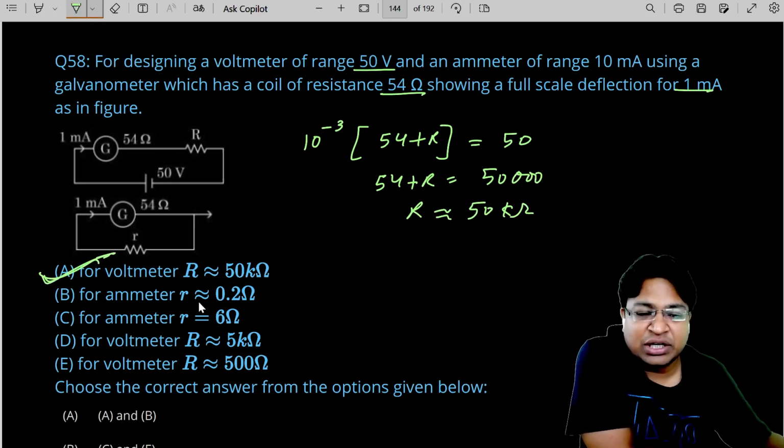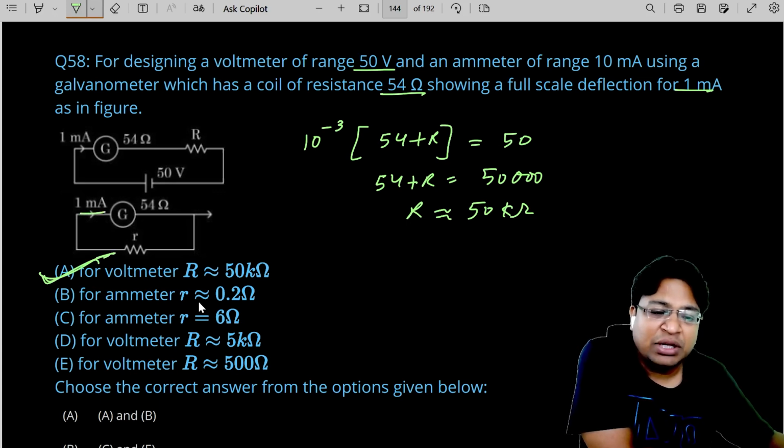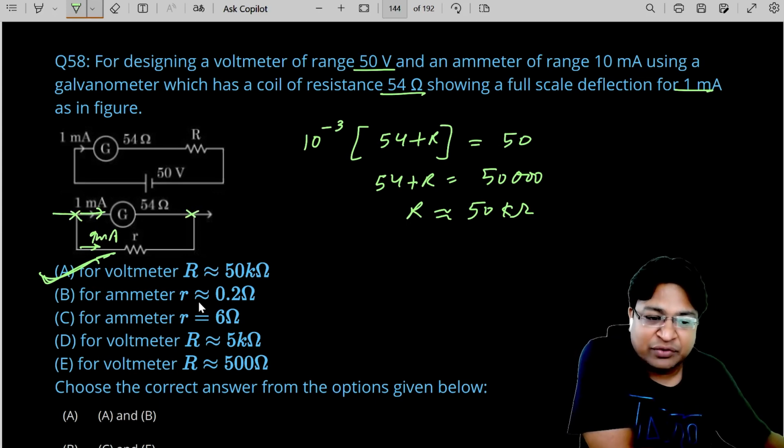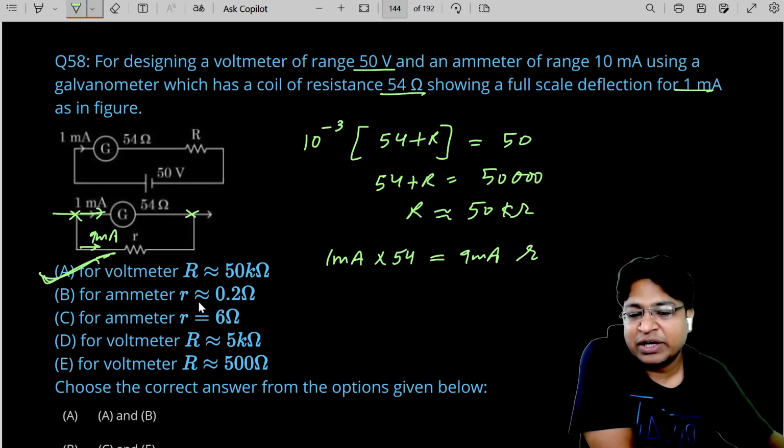Now, if we are trying to make it into an ammeter that can measure up to 10 milliampere, then what will happen? When 1 milliampere passes through this galvanometer, the other 9 milliampere should pass through the resistance R, and therefore we can equate the potential difference across these 2 points. From the upper route, the current is 1 milliampere and the resistance is 54 ohm. From the lower route, the current is 9 milliampere and the resistance is what we want to find out. We don't know that.